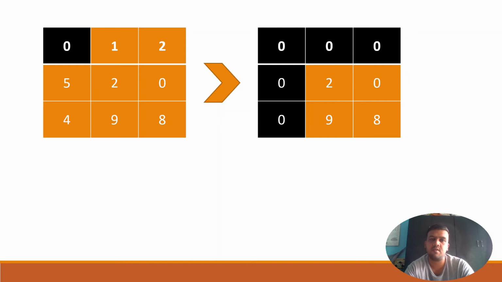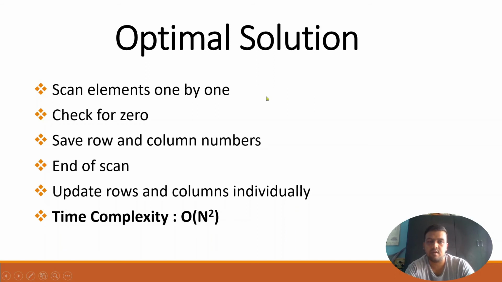To avoid that situation, we need to figure out another way to save the original values and still perform the operation in place. What I suggest as an optimal solution is we'll scan the elements one by one, with two loops going to each and every element. We'll check for the zeroness of the value and save the row and column numbers in some variable. After the whole iteration of the matrix, we will update the rows and columns individually in a separate loop. Essentially, this whole operation will turn out to be only n square complexity. Why n square? Because we first iterate through all the elements, which is an n square operation, and then after that iteration, we update the rows and columns individually, which will be an order of n operation.